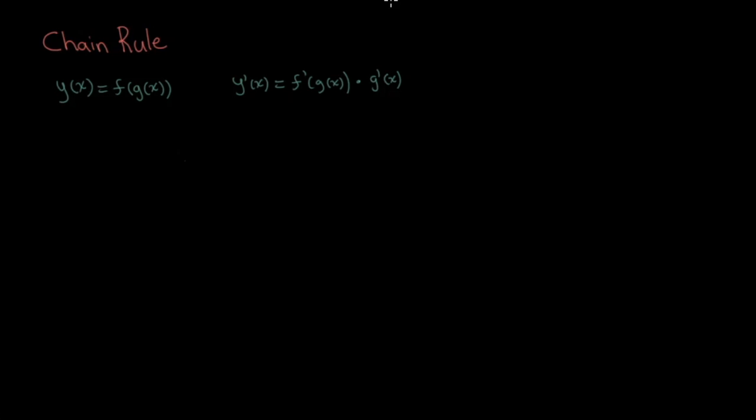In this video, we're going to talk about the chain rule and how to use it to solve calculus problems. So the chain rule goes something like this. If you have a function y(x) = f(g(x)), then the derivative of y(x), y prime(x), is going to equal the derivative of f at g(x) times the derivative of g(x).